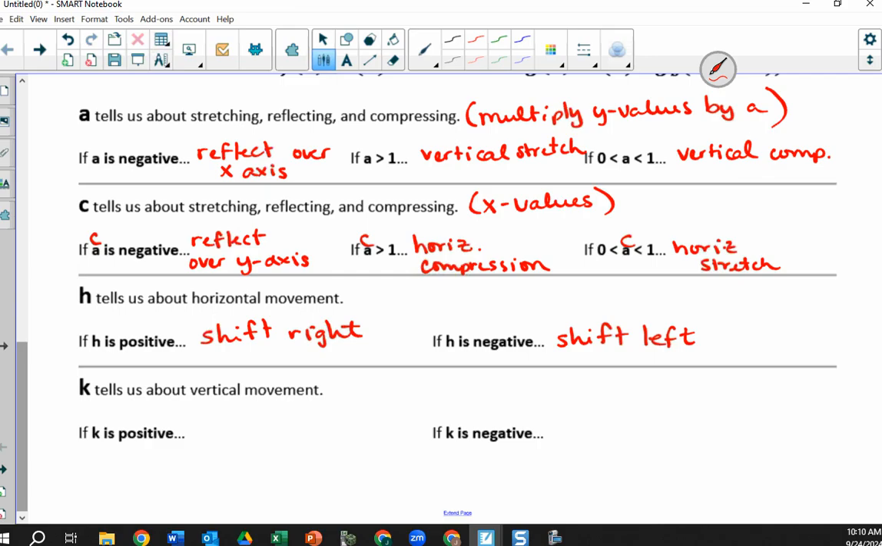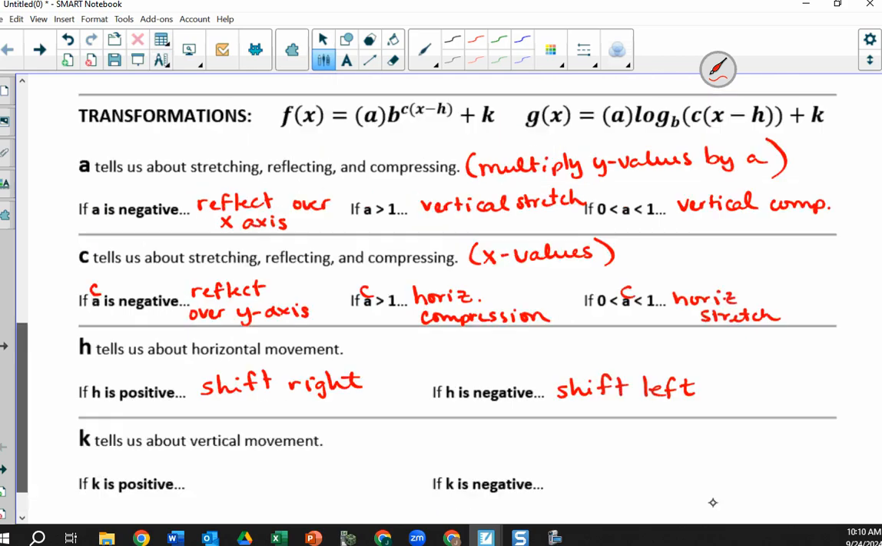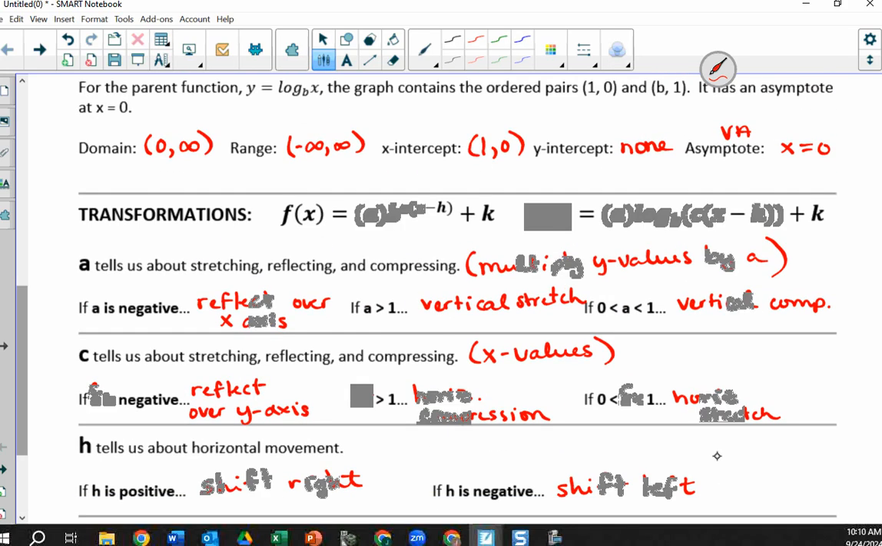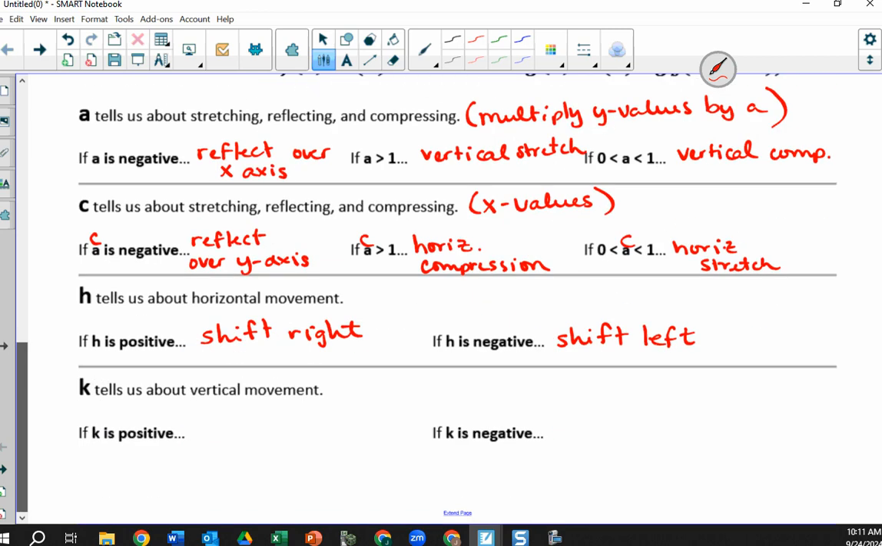Where are we going? It's the vertical movement. Yeah, so up. Go back up there. Do you see how k is the number outside at the end? That's your vertical translation. So it's either up or down. And it just is what it looks like. +2 means up 2. -5 means down 5. So if it's positive, we shift up. And if it's negative, we shift down. Okay?